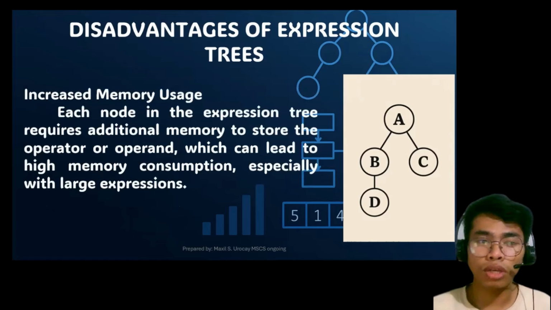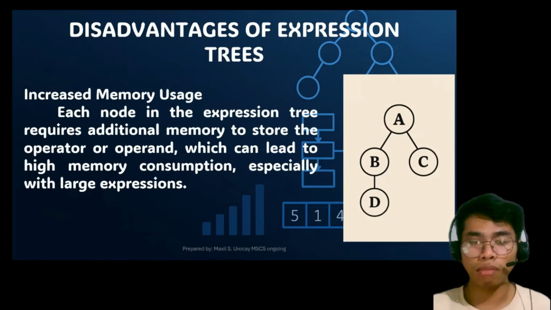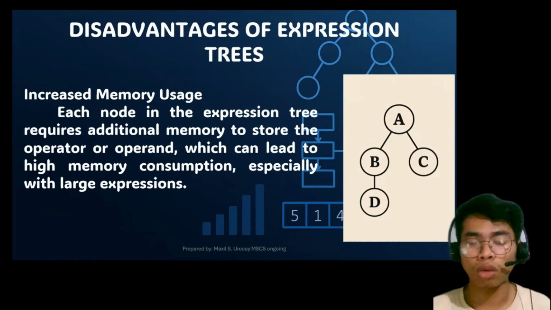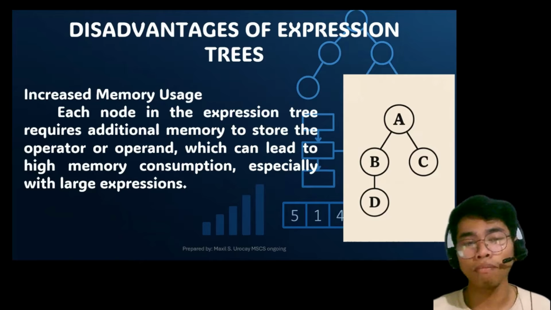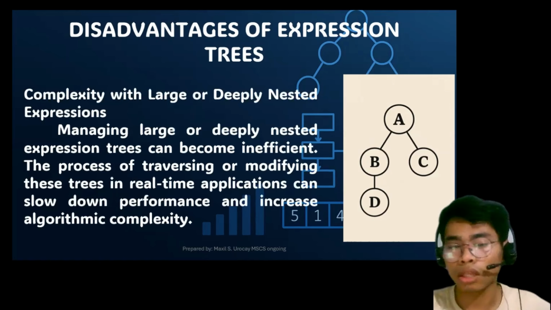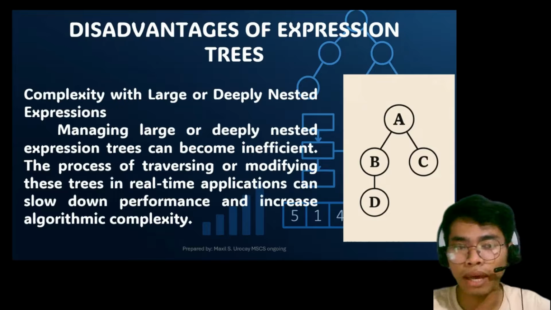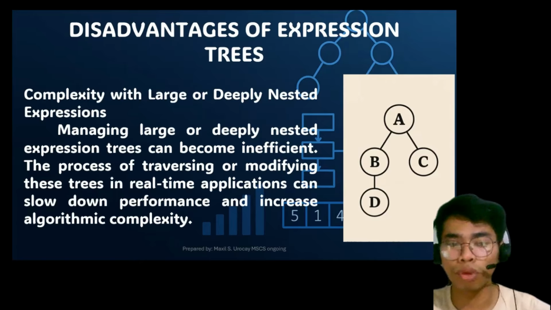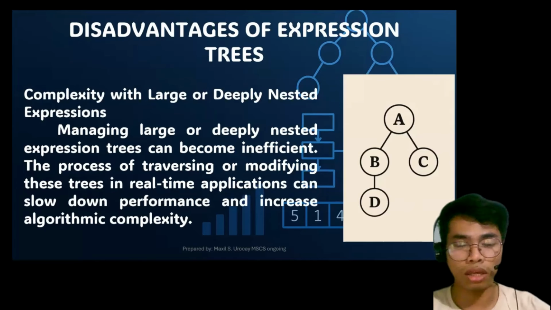So, increased memory usage. Each node in the expression tree requires additional memory to store the operator or operand, which can lead to high memory consumption, especially with large expressions. So this is not really good because even for a single operator or operand, there is a memory allocation that we need to work on. And afterwards, complexity with large or nested expressions. Managing large or deeply nested expressions can become inefficient due to the space complexity, which is linear. All of those things need to have allocated space.